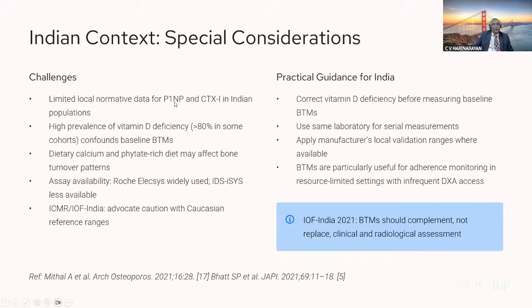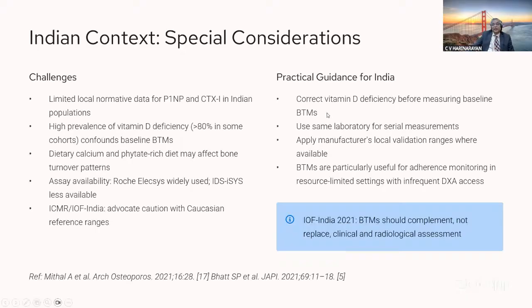Challenges: limited normative data for P1NP and CTX in the Indian population. High prevalence of vitamin D deficiency, more than 80% in some cohorts. Confounders with baseline: dietary calcium and phytate rich diets may affect bone turnover markers. Assay availability is by Roche and IDS systems. ICMR and IOF data advocate caution with Caucasian reference ranges.